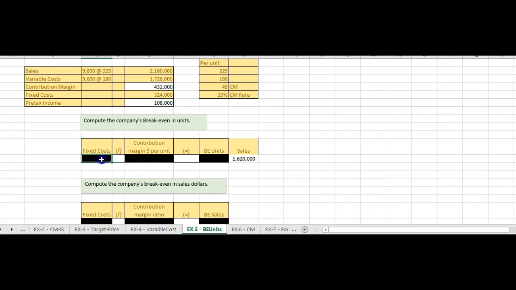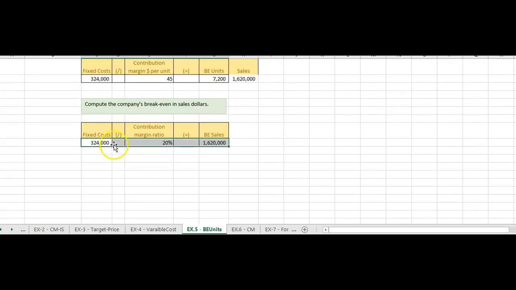Now I want to compute the break even rather than look at the pre-tax. So that means taking that 324, dividing it by $45 and coming up with 7,200 units. If I multiply 7,200 units times the 225, I come up with sales of 1.6. Do it the same way by taking that 324 and dividing it by 20, I come up with 1.62. So that kind of levels that out. Now this is part 2, and we are going to do 3 more here in a second.